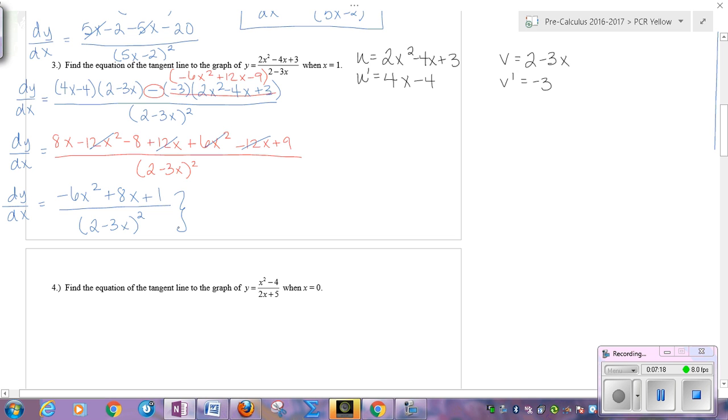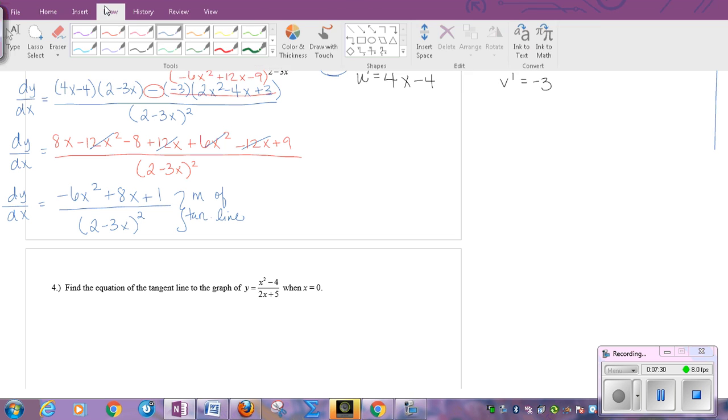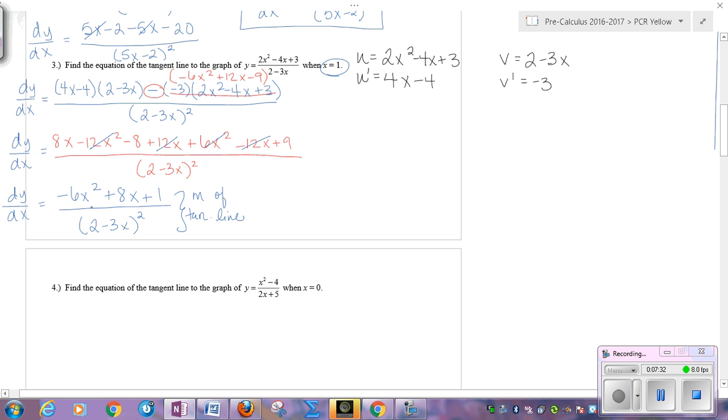This is the formula for your slope of your tangent line. Now we want to know what's the slope when x is 1. So we're now going to evaluate the derivative. You're going to take that formula that you just found for your derivative and you're going to substitute in 1 for x. So you're going to evaluate when x is 1. So negative 6 times 1 squared, plus 8 times 1, plus 1, over the quantity 2 minus 3 times 1 squared.